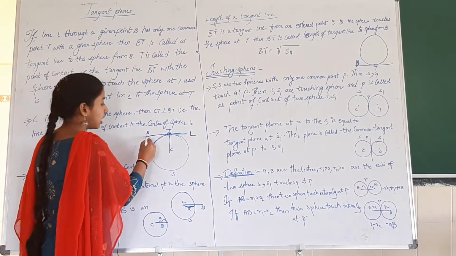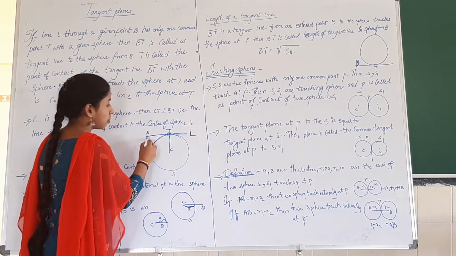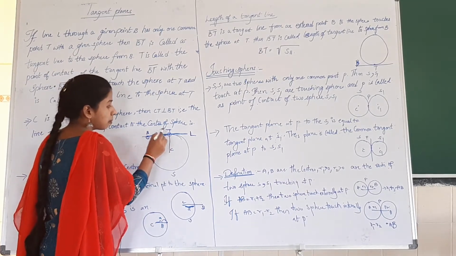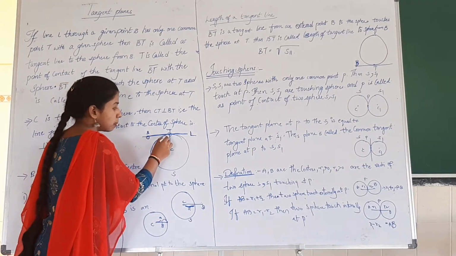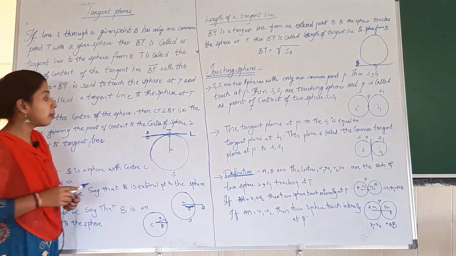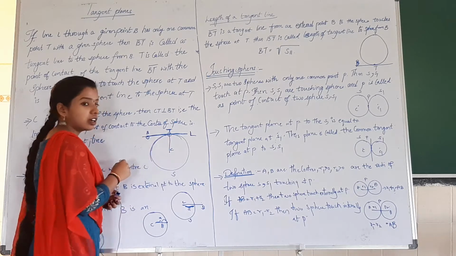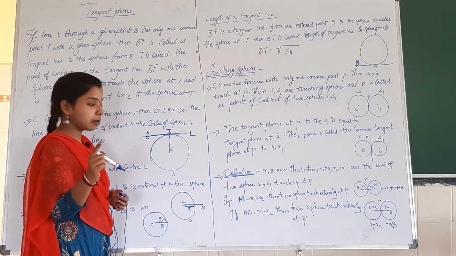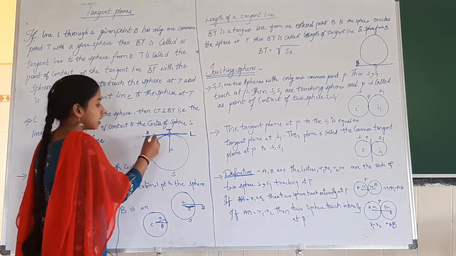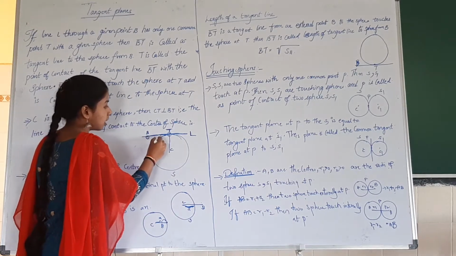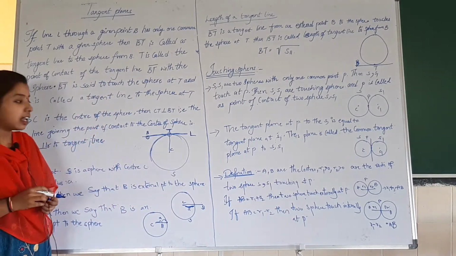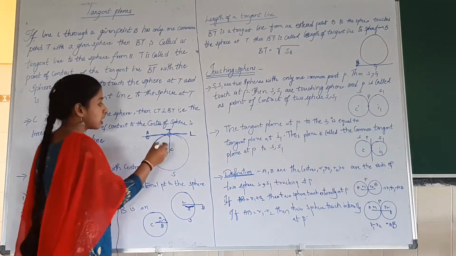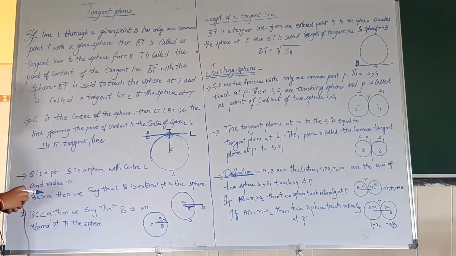See here, a line is passing through a point B. The point where this line is touching the sphere is called the point of contact. Here T is the point of contact. For both the line L and the sphere S there is only one common point. If the sphere and the line have only one common point, we can say that the line is a tangent line, and the point where the line is touching the sphere is said to be the point of contact.